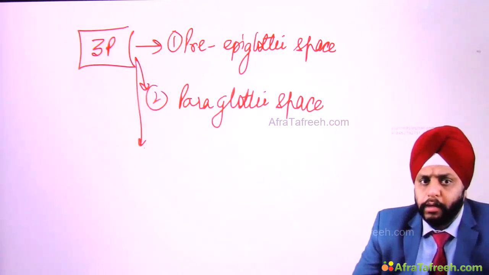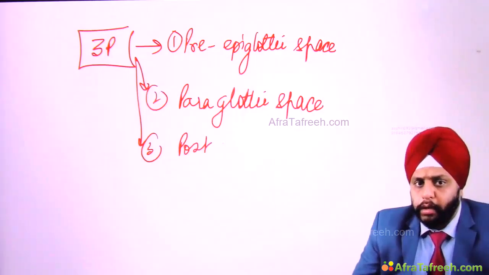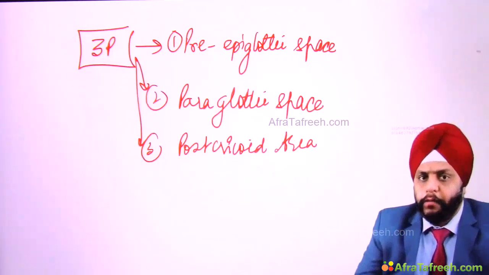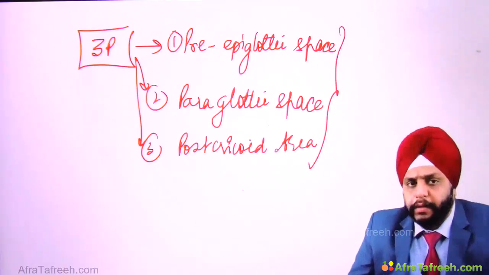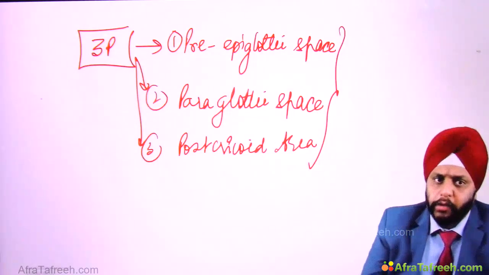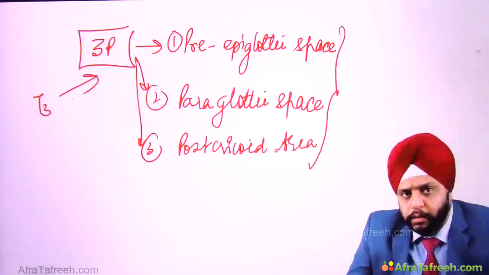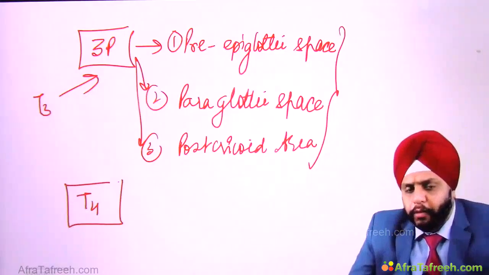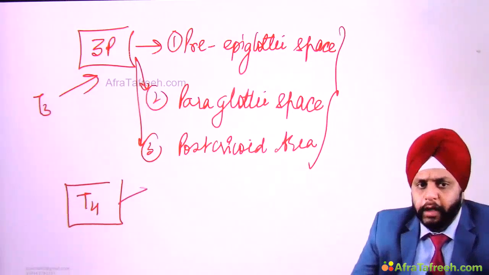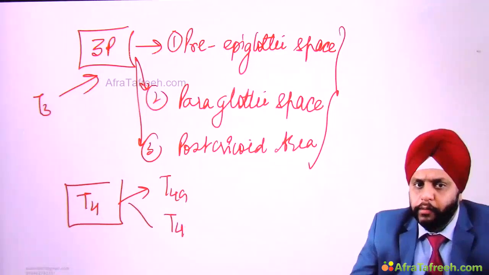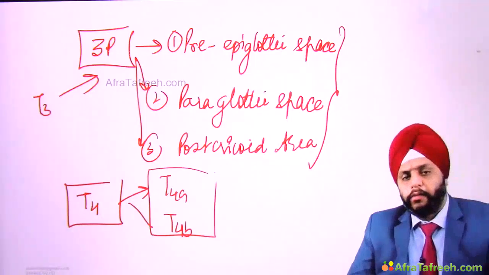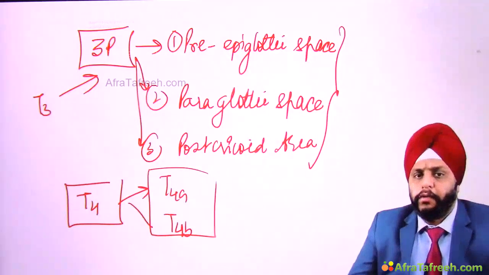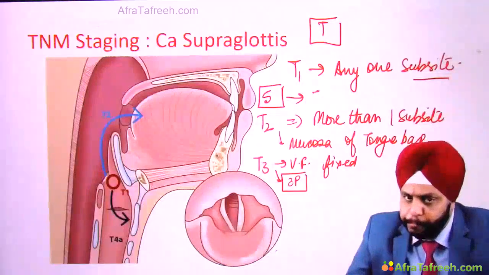Or the malignancy is in the post-cricoid area. Any of these 3 places will be considered a T3 stage. So T3 is vocal fold fixed or it is in the 3P. T4 is common for CA supraglottis, glottis and subglottis. Again we have T4A and T4B, so that is common for all 3 sites. So this was the CA supraglottic staging.